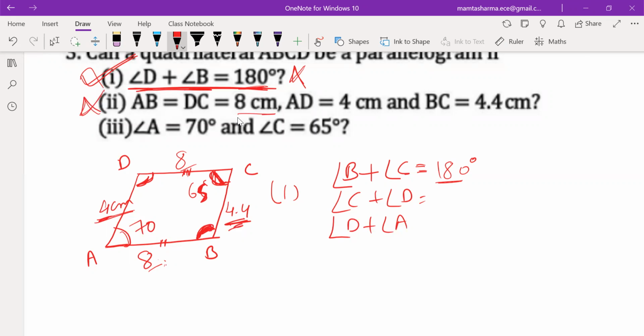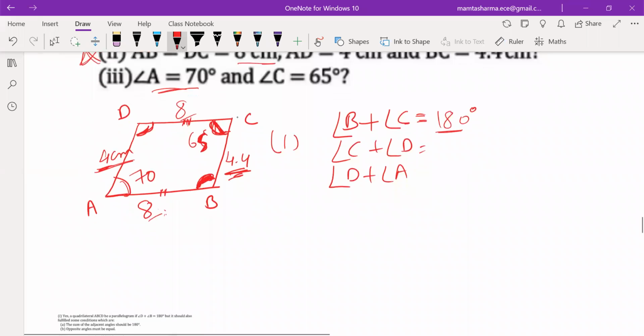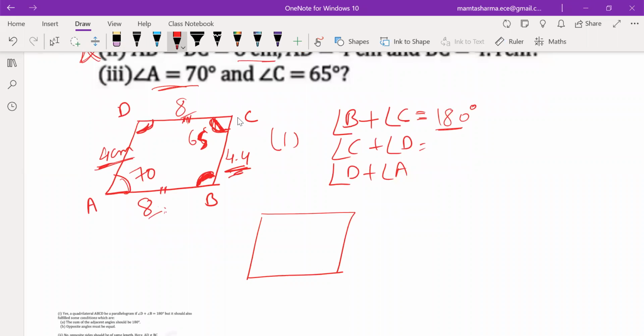Okay, in the third one, it is given that in ABCD, angle A is 70 degrees and C is 65 degrees. Okay. So this will be a parallelogram. Ma'am, the opposite side should be of the same length, ma'am. Yes, a different one. Opposite sides should be of the same length. Yes, I'm saying that about this statement only.